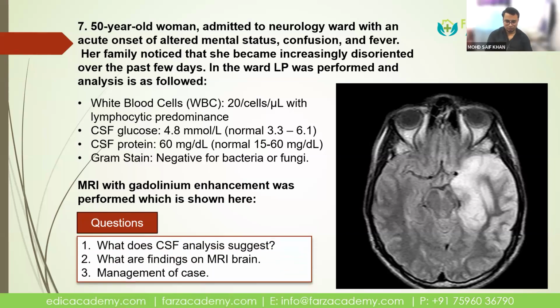What is the finding over here? What does CSF analysis suggest first? CSF analysis is suggestive of tuberculosis etiology. Okay. Findings on MRI brain. And let's just pinpoint a finding. What is abnormal?